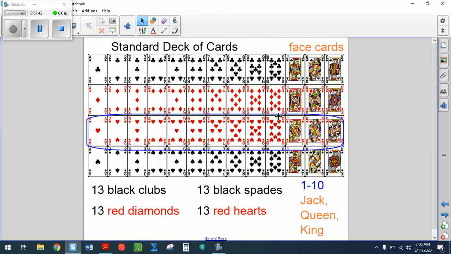The 13 cards are the ace through 10. Ace kind of counts as a 1, so 1 through 10. And then you have face cards, jack, queen, and king. Those are all on the right. So there are 3 face cards within each suit.